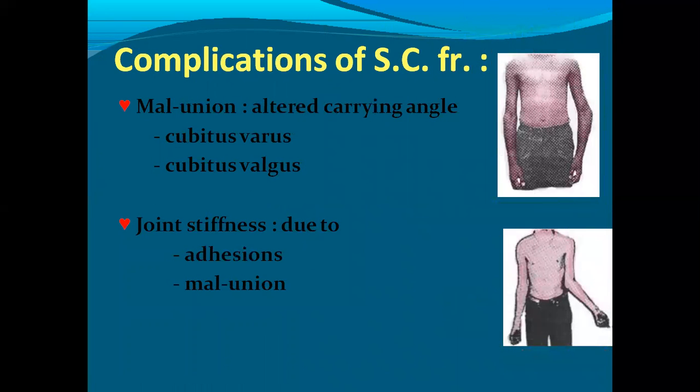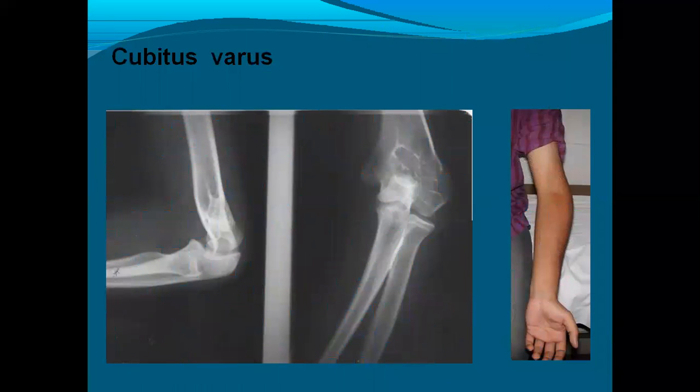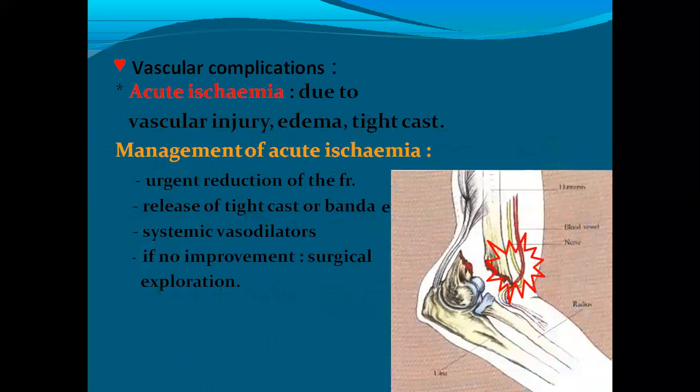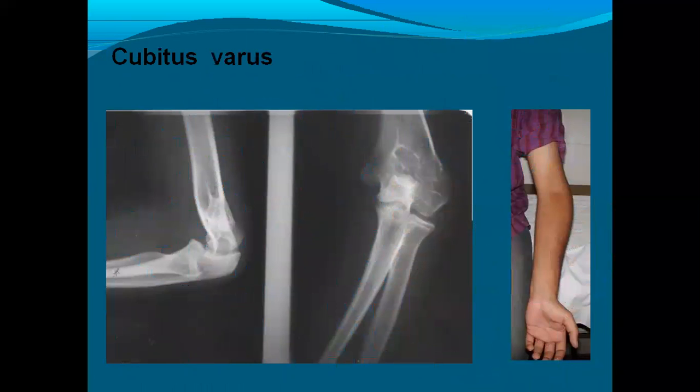Complications: the most common complication of any fracture is malunion. In malunion, there is an altered carrying angle, that is cubitus varus or cubitus valgus, depending upon the malunion. Joint stiffness leading to contracture due to adhesions and malunion. This is a picture of cubitus varus. You must have encountered it in children sometimes.